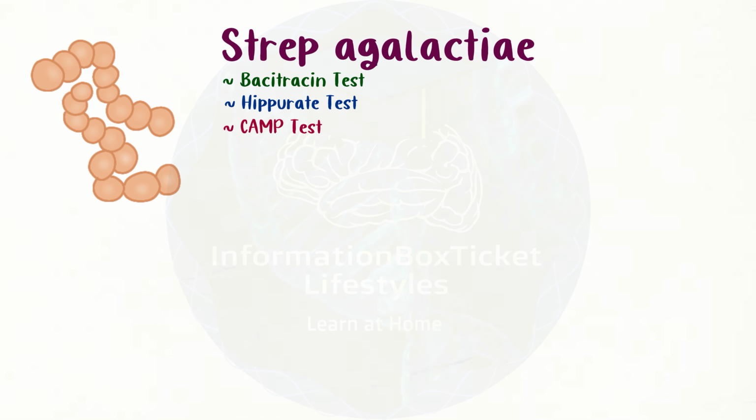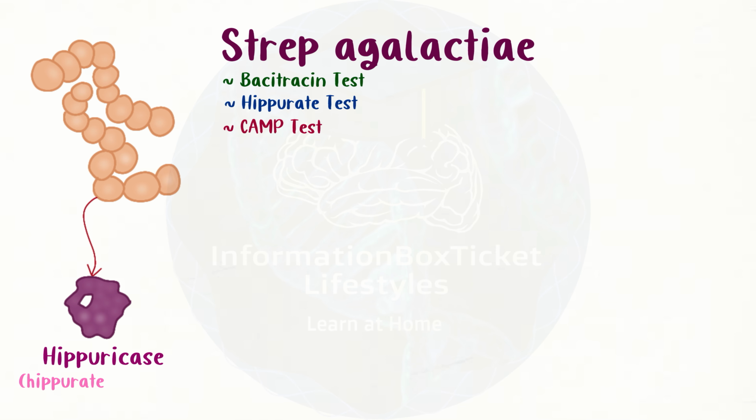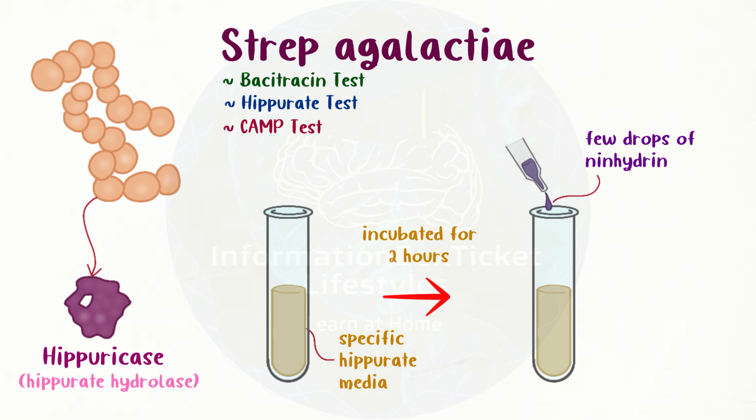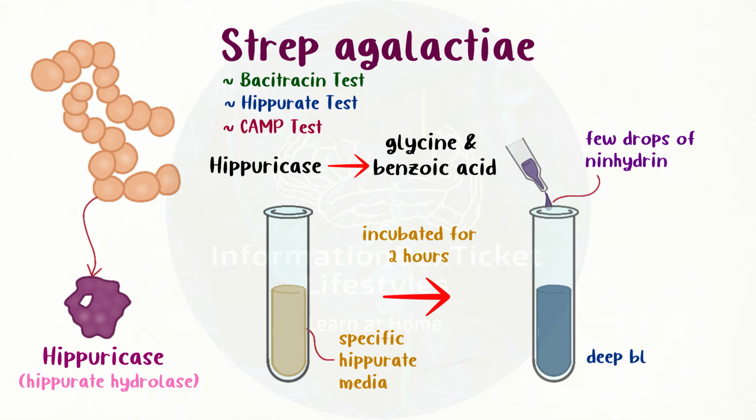Finally, the hippurate test relies on the fact that Strep agalactiae is the only strep that makes hippuricase, also known as hippurate hydrolase. To determine this, a colony of bacteria is transferred from the culture to a test tube containing a specific hippurate media and incubated for 2 hours. Then a few drops of ninhydrin are added to the mixture. Hippuricase, when combined with Strep agalactiae, transforms hippurate to glycine and benzoic acid, and glycine interacts with ninhydrin, causing the mixture to become deep blue or positive.